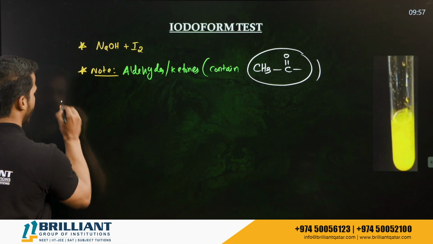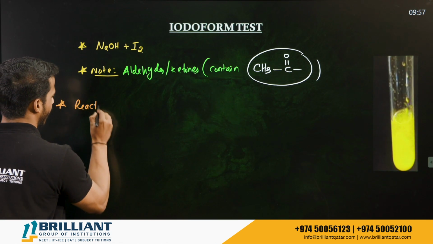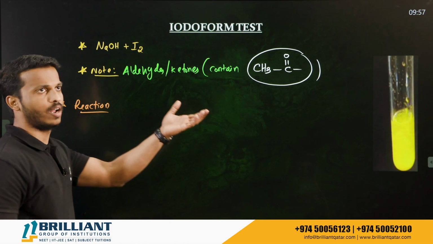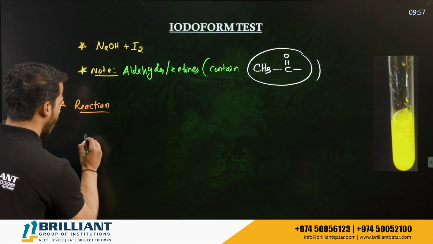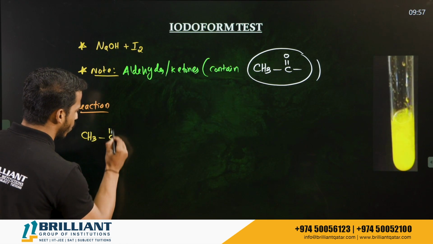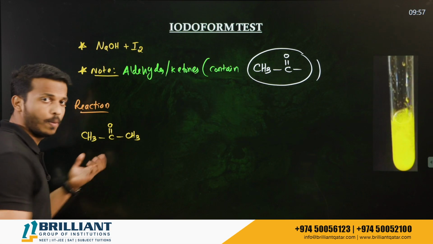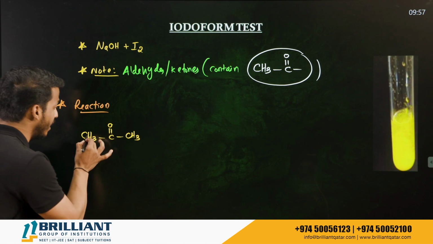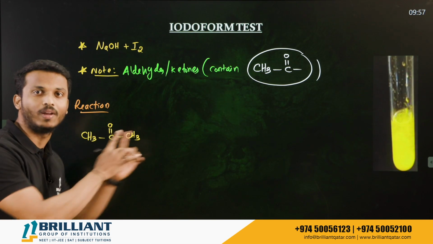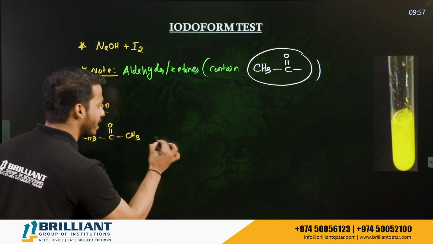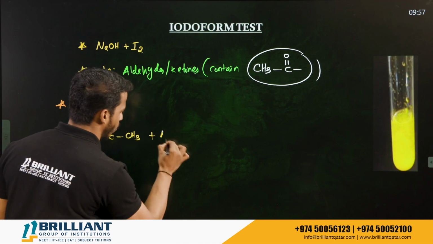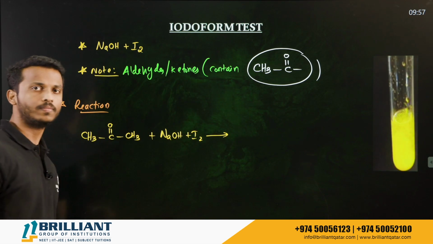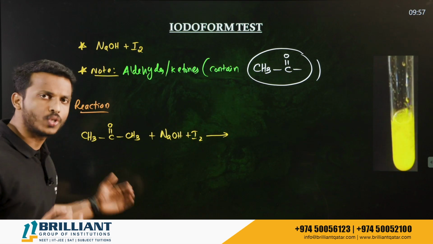Next, what is the reaction? All of you listen carefully. Let me take one ketone as an example: CH3COCH3. What is this ketone called? Propanone, right? Can you check whether this compound contains that special group? Yes, right? The CH3CO group is there, so it will give the iodoform test. Understood the point? What is the test? I told you to add this reagent. What is the reagent? Sodium hydroxide and iodine. Then heat the system.